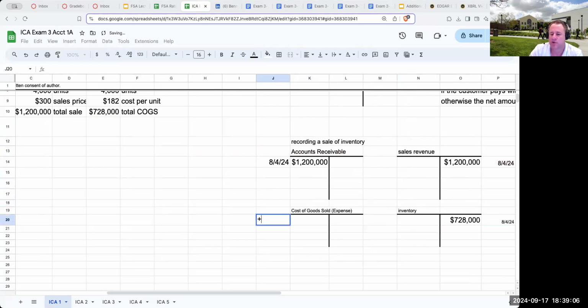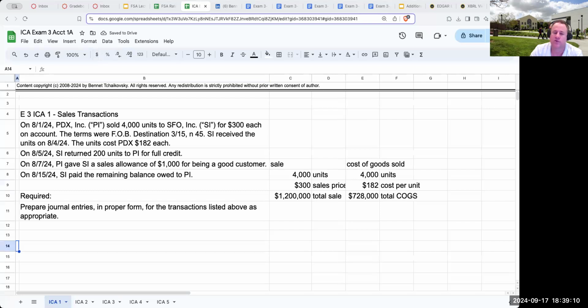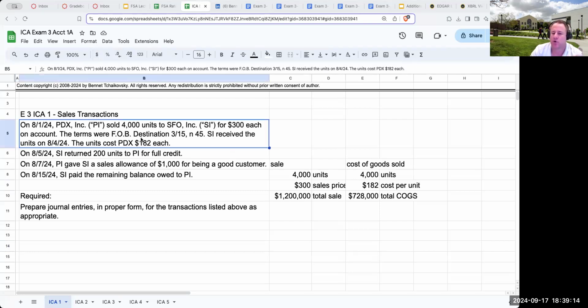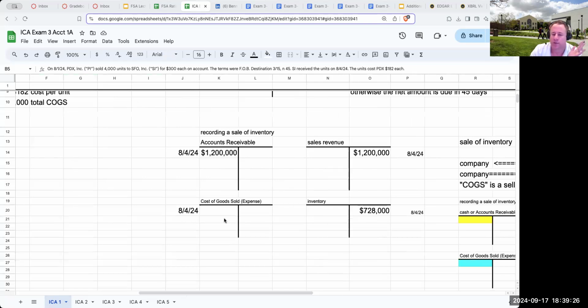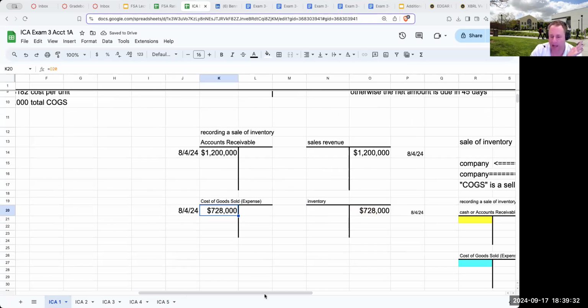And this is also happening on August 4th. Why is it August 4th? Because it was sold FOB destination. What this means is I record the sale when the customer receives it. If it was FOB shipping point, I'd record it on the first, but it's FOB destination. I'm recording this on 8/4/24. So coming over here, my cost of goods sold, which is an expense, I'm going to go ahead and do that over here at 7/28.